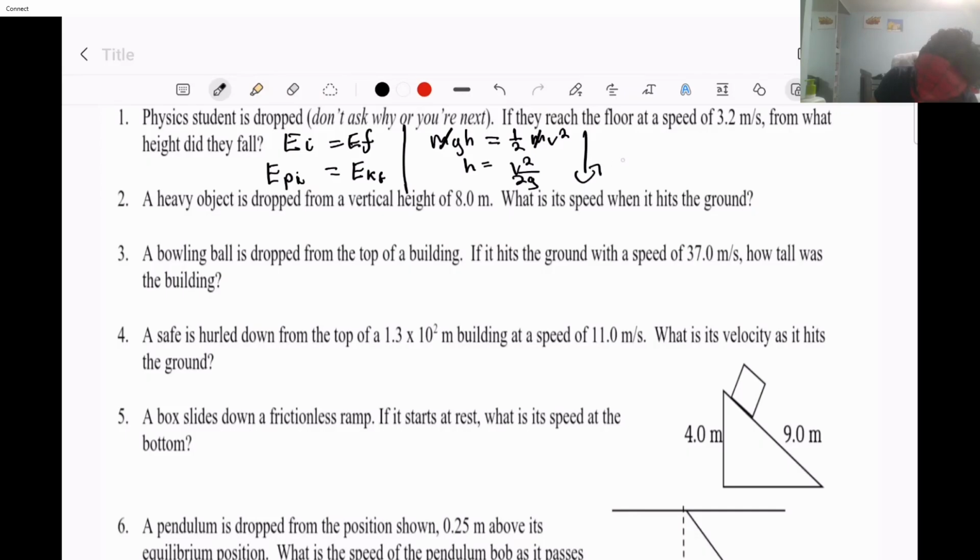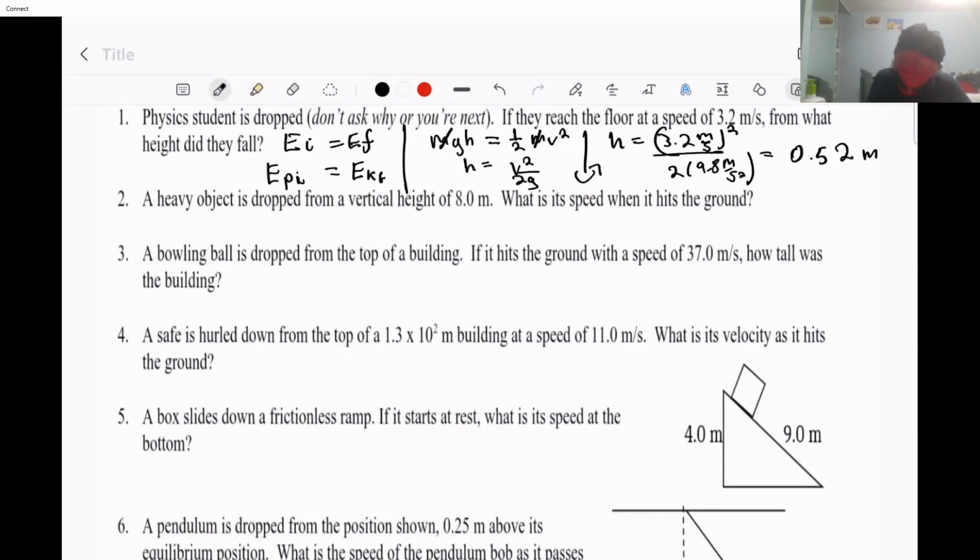So let's plug in the values for velocity and the acceleration due to gravity, and then solve for h. 3.2 squared divided by 2 times 9.8 gives about 0.52. How many significant figures should I leave? 2 significant figures. So 0.52 meters should be the answer.